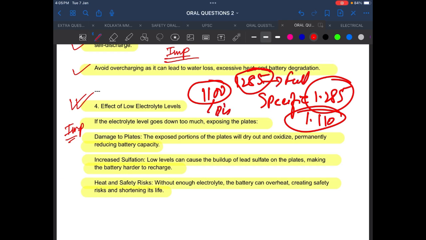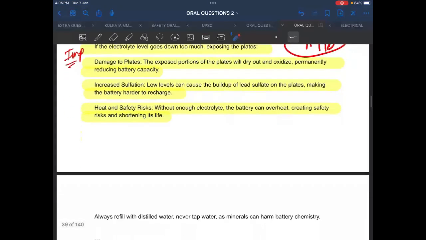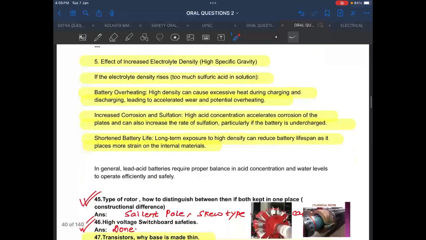So we have to maintain the electrolyte level. We measure the electrolyte level with the help of a hydrometer. If there is any change, you have to top up with distilled water. Okay, so I already explained. If there is an increased electrolyte density from overcharging, this will damage the battery.